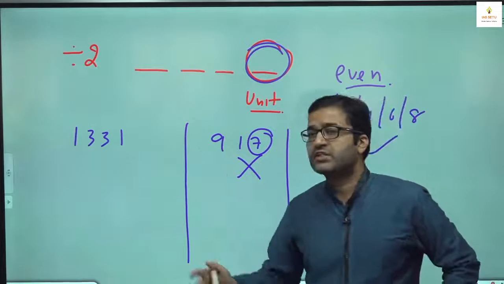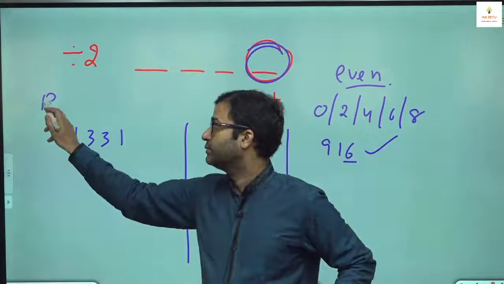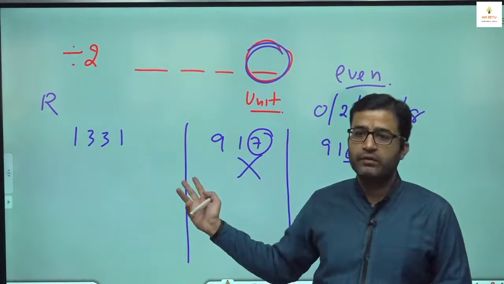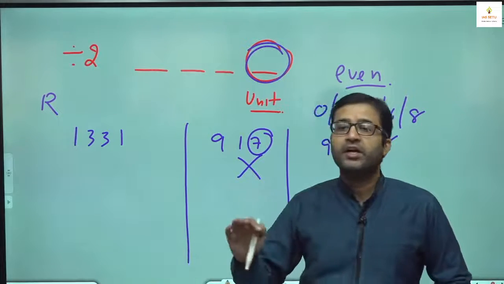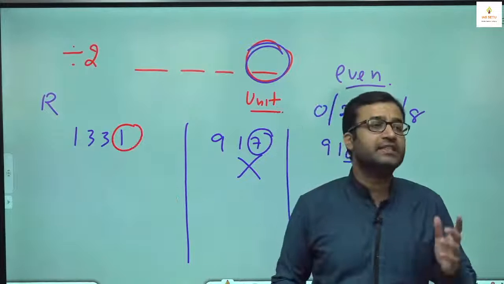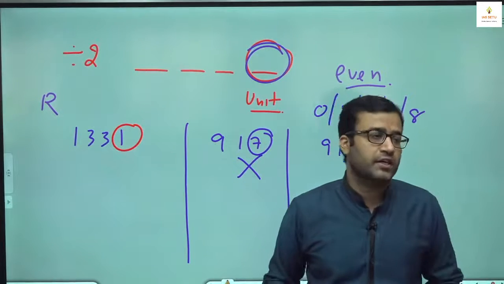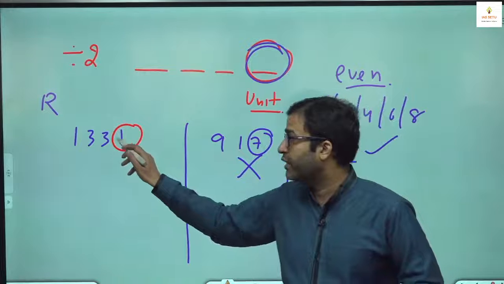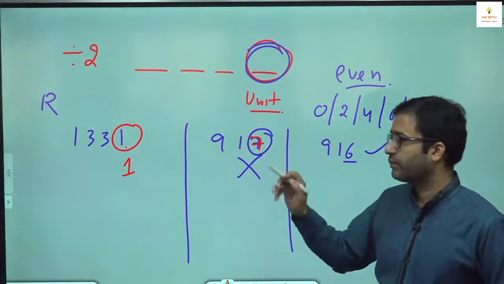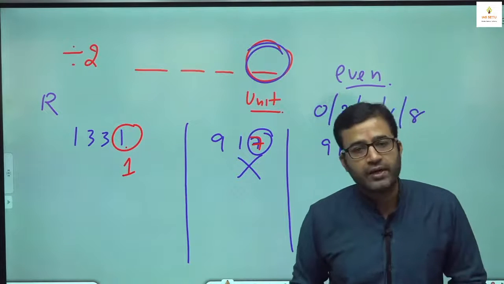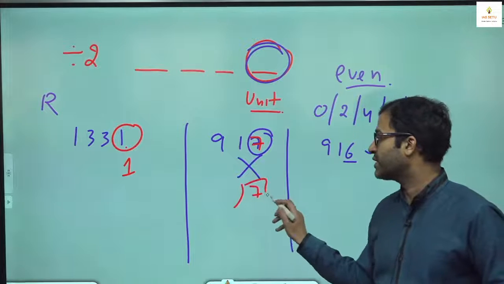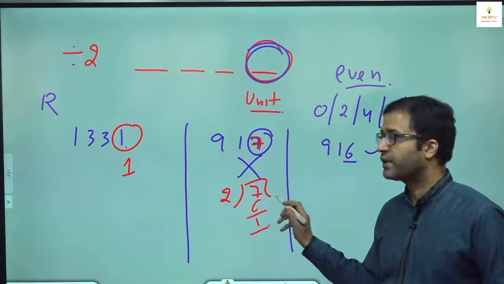Achha, if the number is not divisible, then we need the remainder. And the beauty here is the short trick will tell you either the number is divisible, if not, then the last digit itself will tell you what is the remainder. So if you divide 1 by 2, that 1 itself is the remainder. This 7, you check if 7 is divisible by 2? No. If it is not, then what is the remainder? If you divide 7 by 2, what is your remainder here? 1.